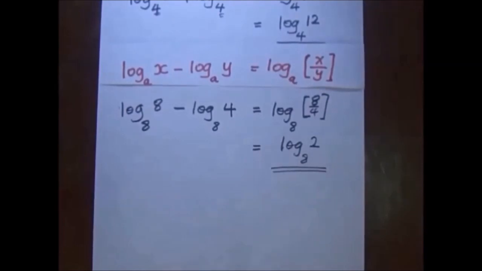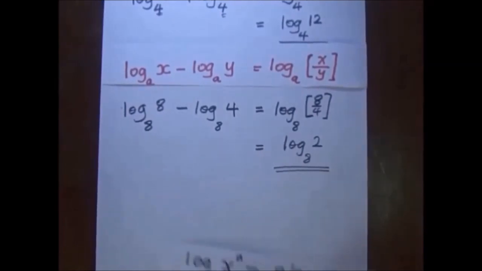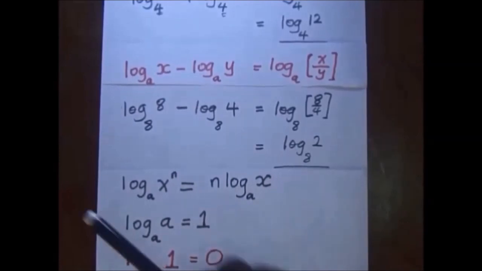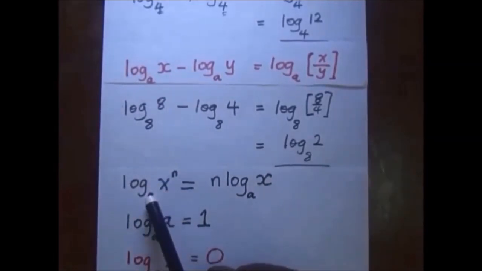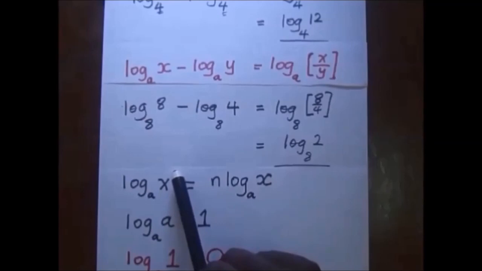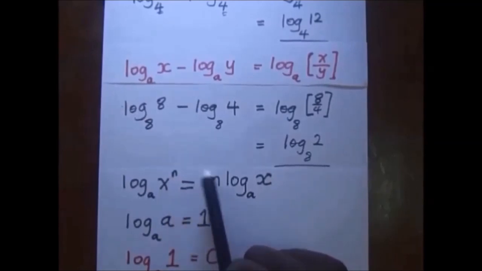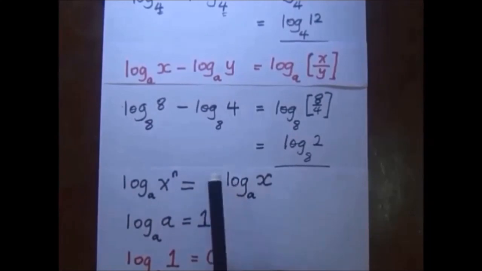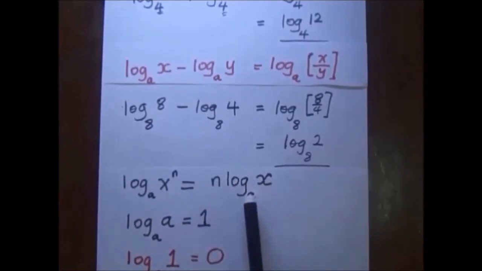So let's explore some other laws that we need to know. We have log of x base a. If x is to the power n, this n is the same as saying that n is multiplied at the beginning of the logarithm, so it's going to be n times the log of x base a.